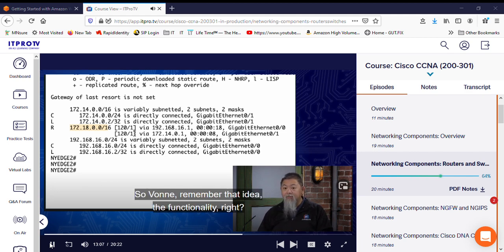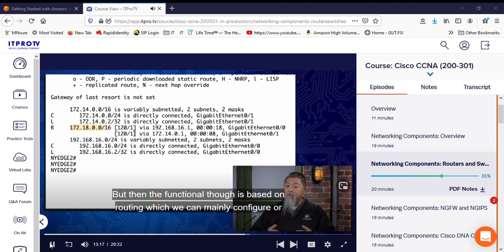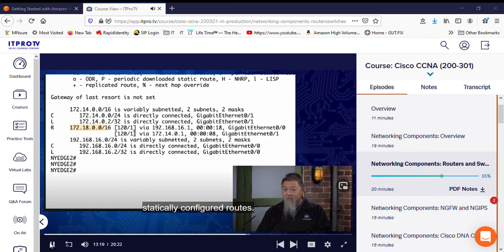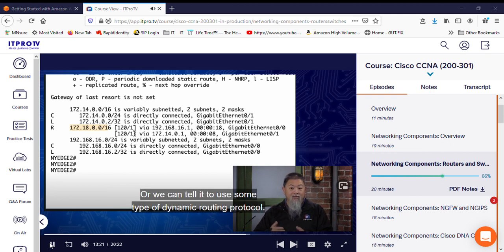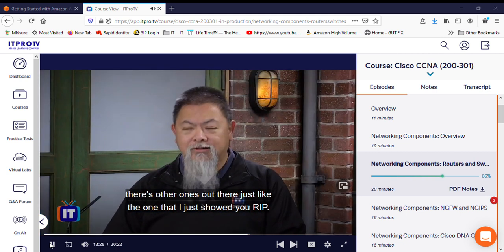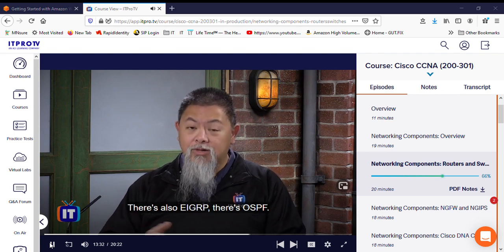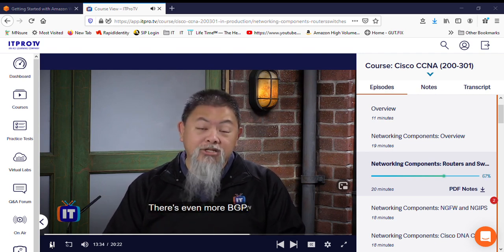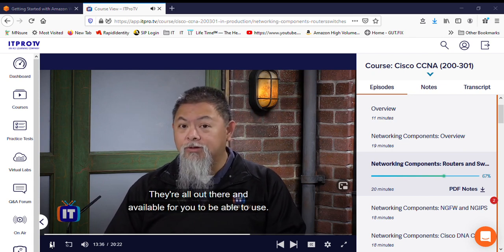So, Vaughn, remember that idea of the functionality here, right? The role itself provides for us WAN connectivity between different networks. But the functionality is based on routing, which we can manually or statically configure, or we can tell it to use some type of dynamic routing protocol. And we're going to talk about really just one in our new CCNA, but there are other ones out there, just like the one that I just showed you, RIP. There's also EIGRP, OSPF, and even more, BGP. They're all out there and available for you to use.